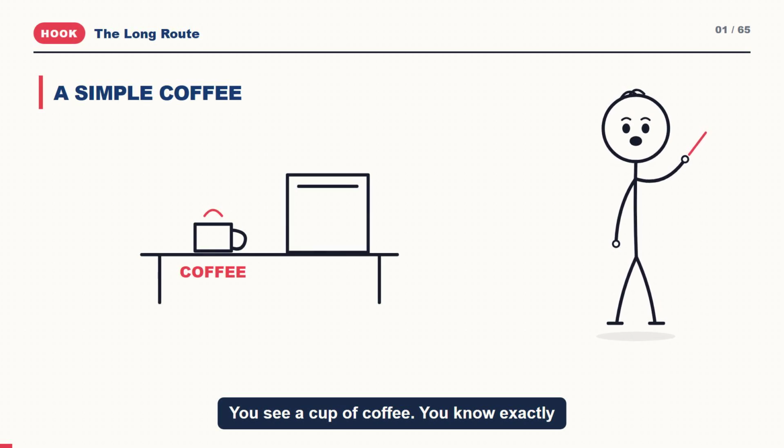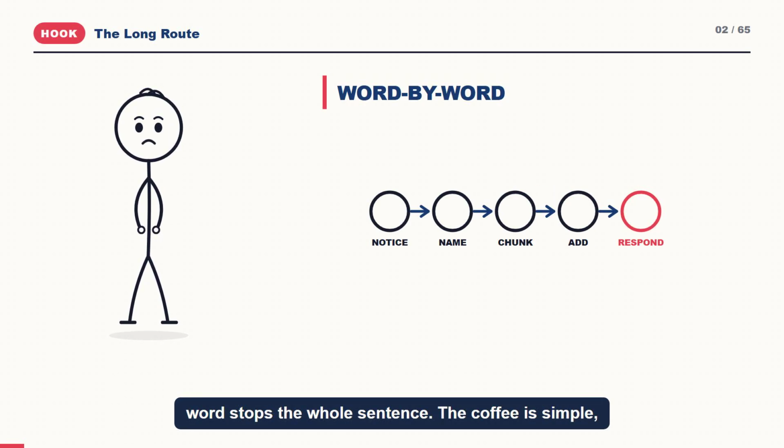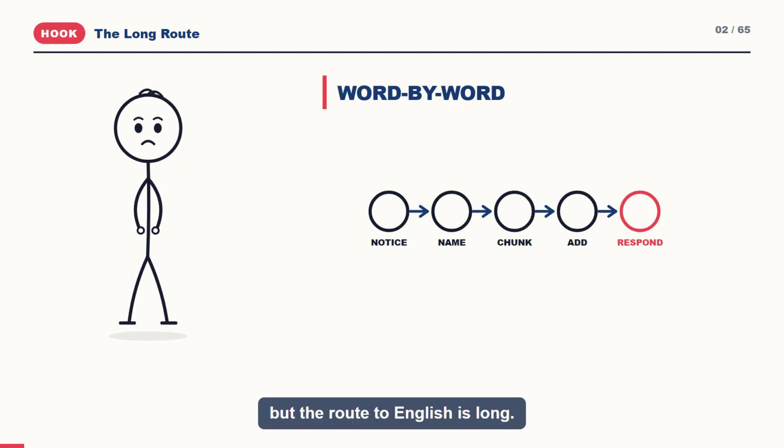You see a cup of coffee. You know exactly what you want. But before you speak, your mind writes a full sentence in your first language. Then you translate it word by word. One missing word stops the whole sentence. The coffee is simple, but the route to English is long.